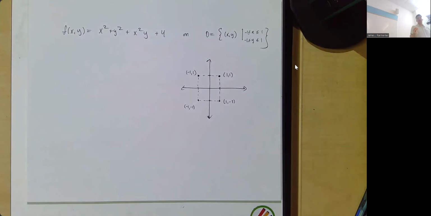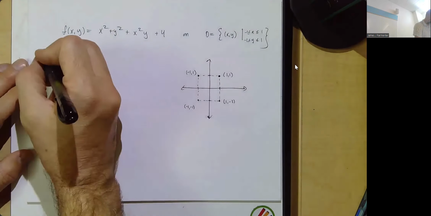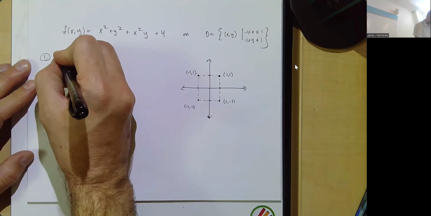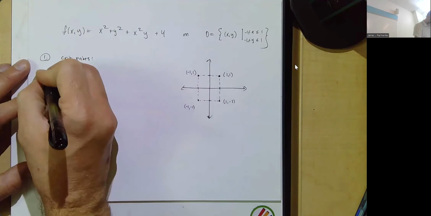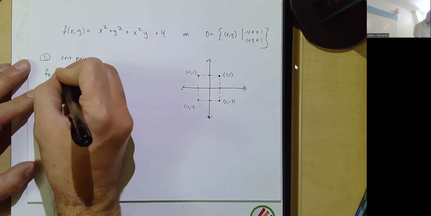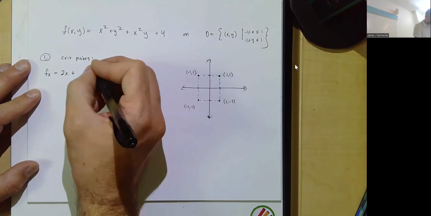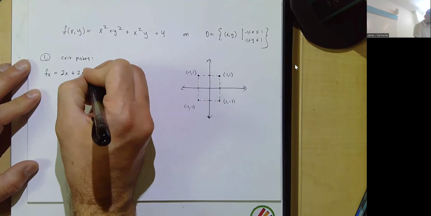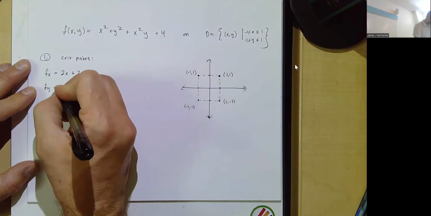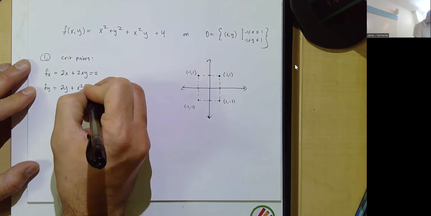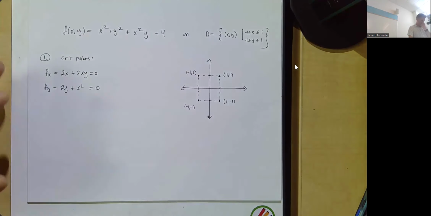But first off, we're going to start by just finding the critical points in the usual way. So step one, find critical points. So take my partial derivatives. fx is going to be 2x plus 2xy. And fy is going to be 2y plus x squared. Set them both equal to 0.